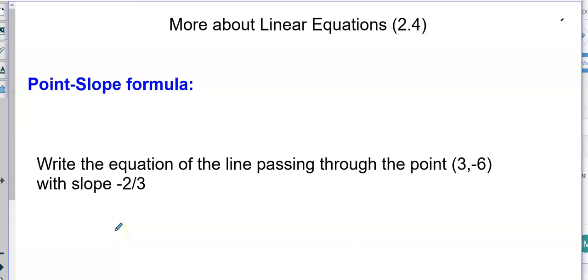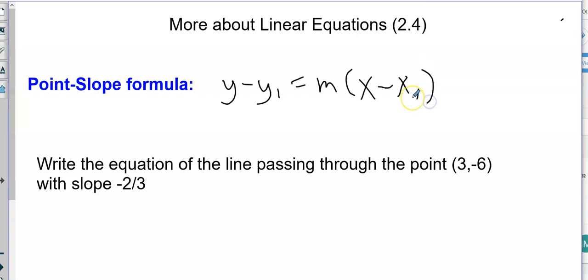Okay, so hopefully you might actually remember the point slope formula. You probably didn't use it that much, but it's a really cool formula. y minus y1 equals m times x minus x1. It's called the point slope formula because if you have a point, like an ordered pair, and a slope, like this, you can just go ahead and write your equation right like that.